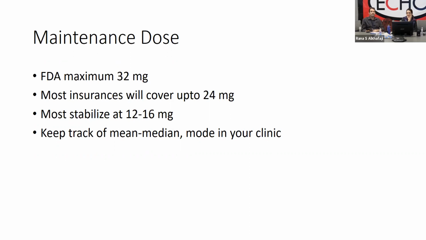So the maintenance dose, FDA approved maximum is 32 milligrams, but we rarely dose that high. Most insurances will cover up to 24 milligrams, and that really is clinically the recommended maximum, and that's because of that receptor availability. Really, we see that plateau out at the 24 milligrams, and there's really not a whole lot of shift in terms of receptor availability above 24 milligrams. Most people stabilize somewhere at 12 to 16 milligrams. 16 to 24 milligrams is really what's been shown to decrease positive urine toxes once someone's on a stable dose. Just keeping all of that in mind to make sure that someone is on a sufficient dose is important.